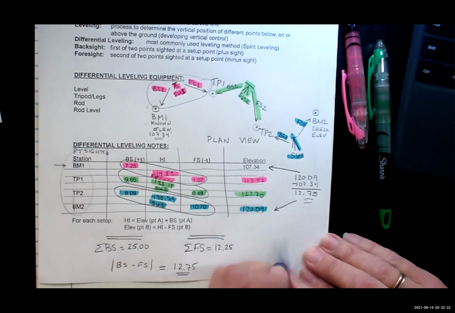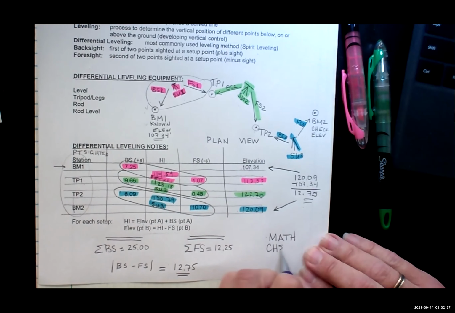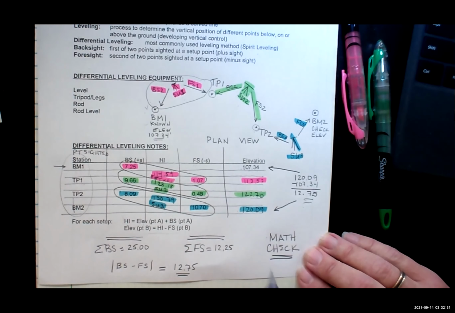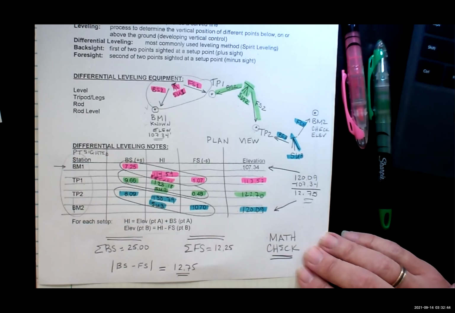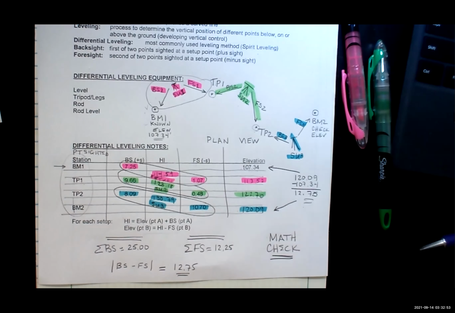What is this? This is a math check. Is it a surveying check? No. It is a math check. If these two do not check, it means you screwed up the math somewhere. Does that make sense? You just messed up the math. I haven't done a surveying check yet. Everybody good? Okay. Let's see if I can show you.